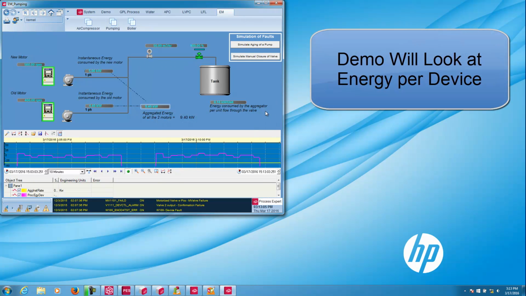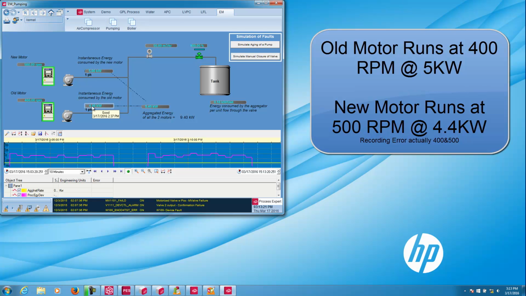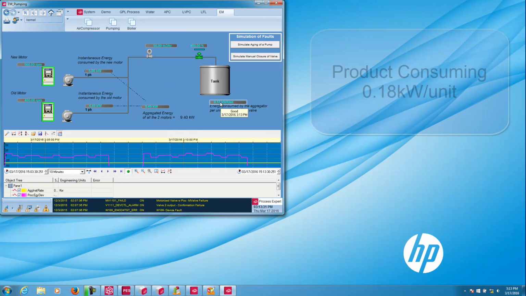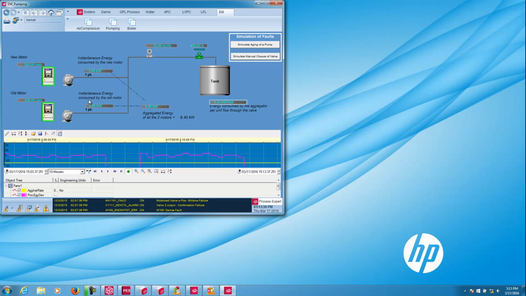So, let's go ahead and take a look at this application. First thing I want to do is take a look at how much energy is being used by each of these devices. This particular motor is running at 4,000 RPM using 4.4 kilowatts. This motor is running at 5,000 RPM consuming 5 kilowatts, and the product itself is taking 0.18 kilowatts per unit to make. That's when everything is at a steady state.